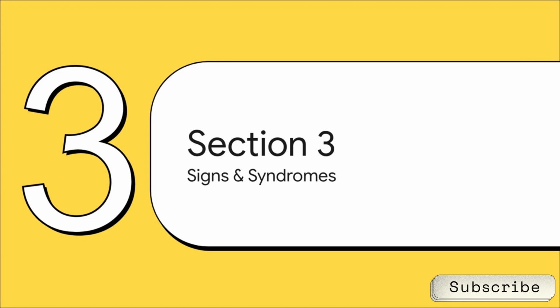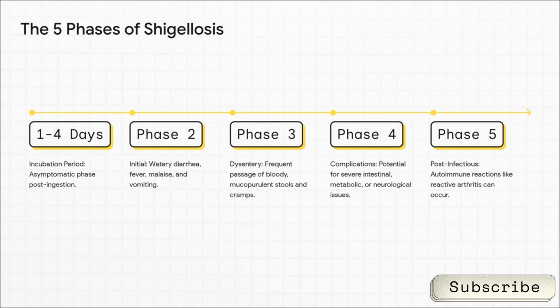Okay, so we know the mechanism of attack. How does this battle actually present in a patient? What does shigellosis look like when it walks into your clinic? The disease pretty much follows a predictable script. After a 1 to 4 day incubation period, it starts out kind of sneaky with just some watery diarrhea and a fever. But then comes phase 3, the classic dysentery. This is where you see those frequent small volume stools filled with blood and mucus, along with those painful abdominal cramps. It's a clear progression from a general illness to a very specific, very severe colitis.